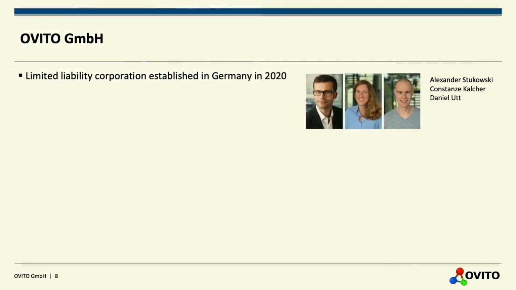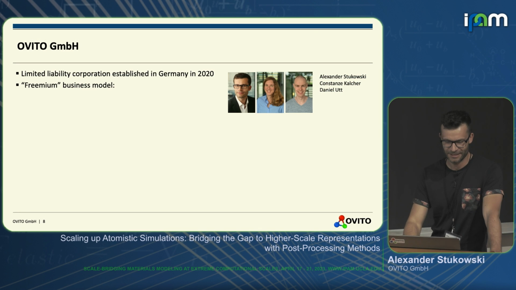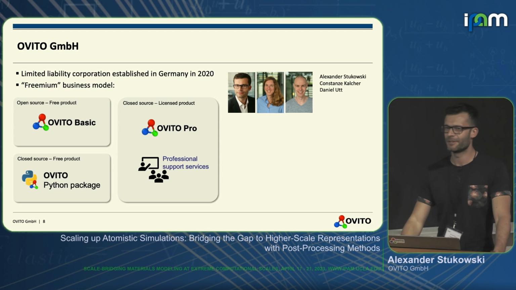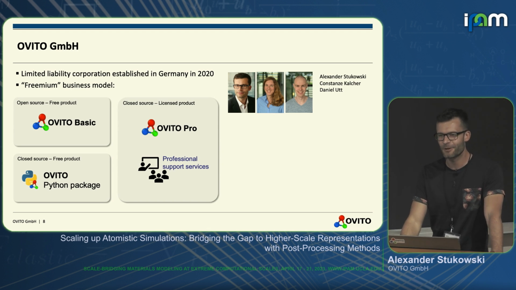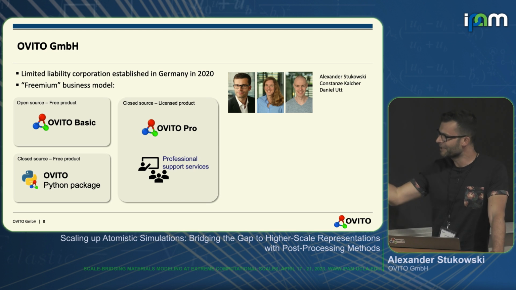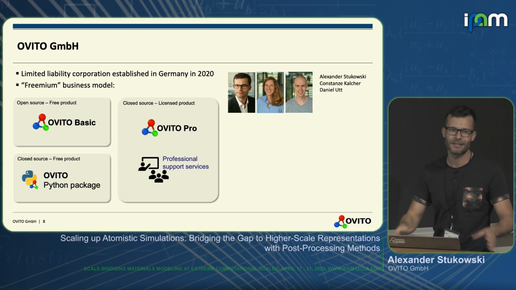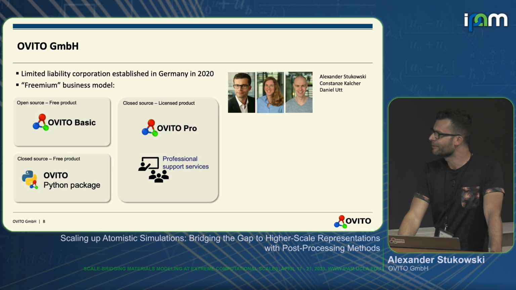Currently, we are 3 people working full time for OVITO. 2/3 of that group is present in this room. Daniel will say some more about it. We have set up a freemium business model, a licensing model. So we have a free version of OVITO. It's called OVITO Basic, providing basic functionalities. You can already do a lot of things with this software.